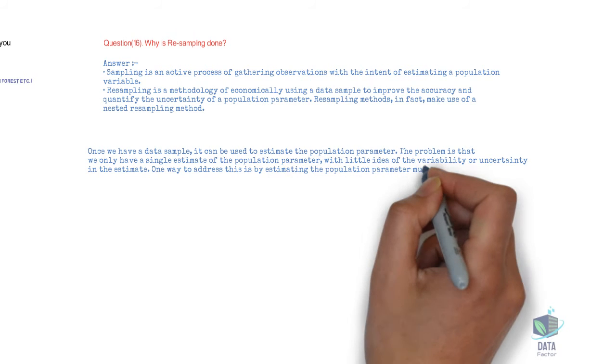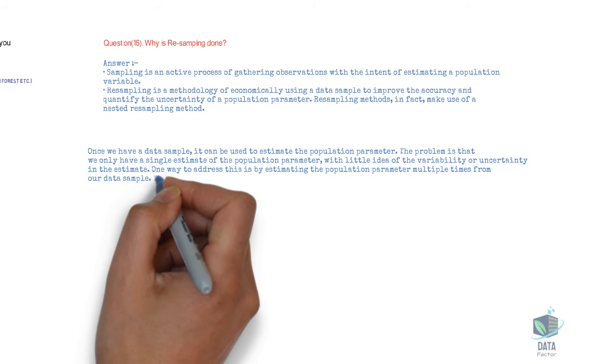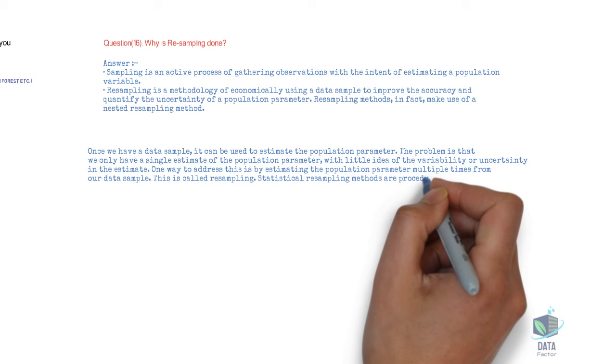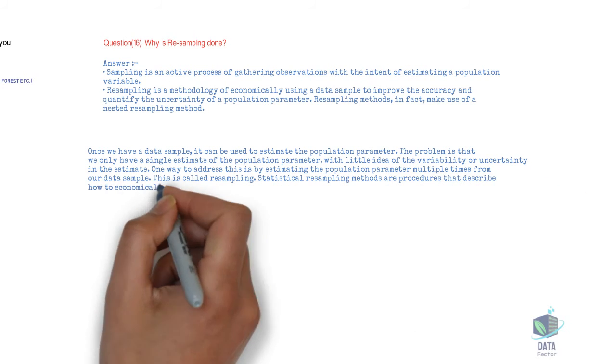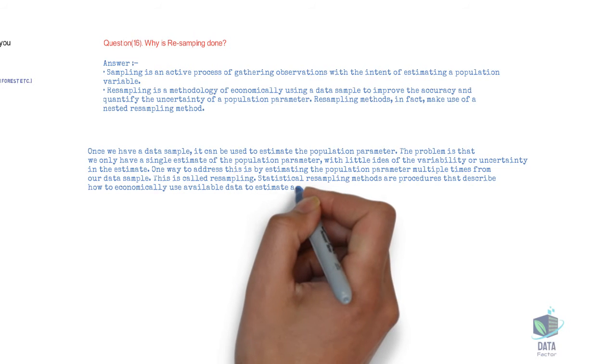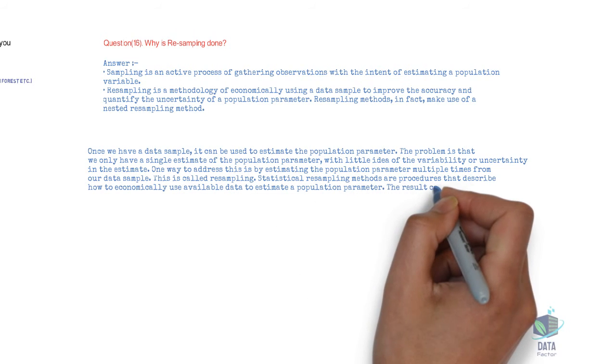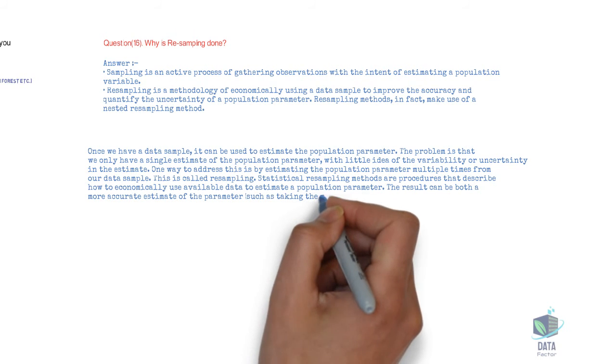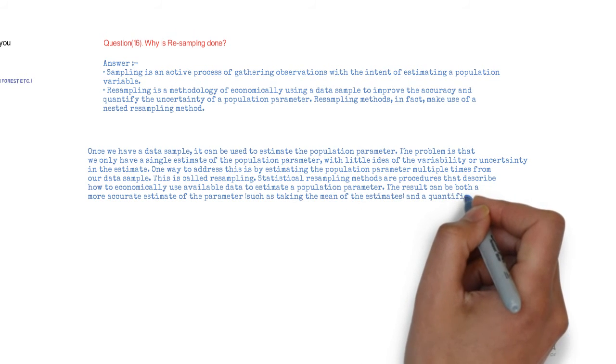This is called resampling. Statistical resampling methods are procedures that describe how to economically use available data to estimate a population parameter. The result can be both a more accurate estimate of the parameter, such as taking the mean of the estimates, and a quantification of the uncertainty of the estimate, such as adding a confidence interval.